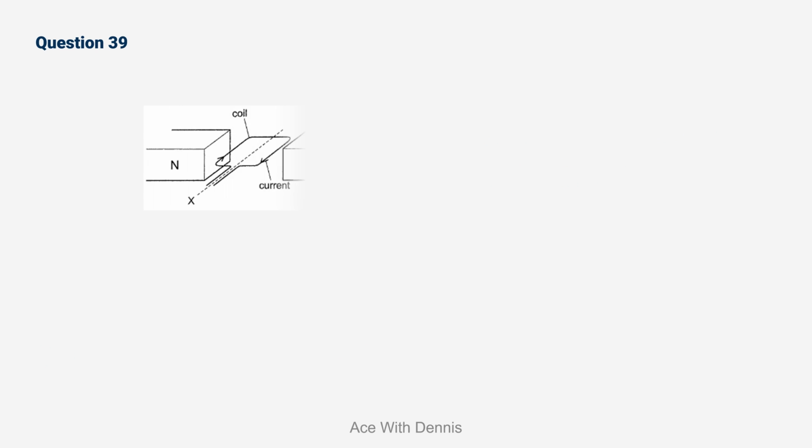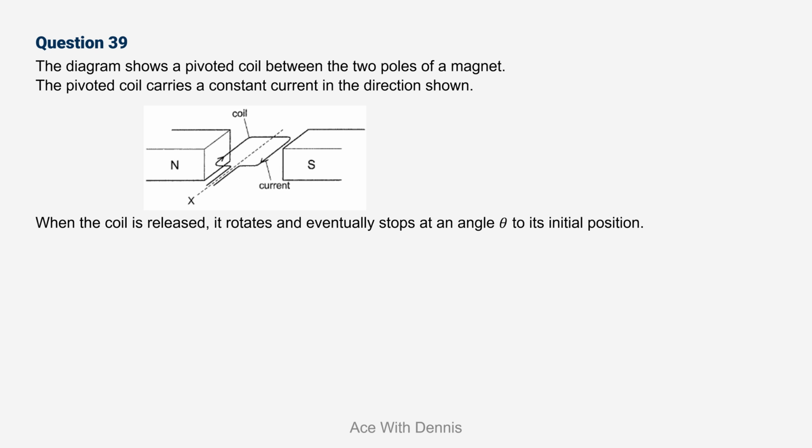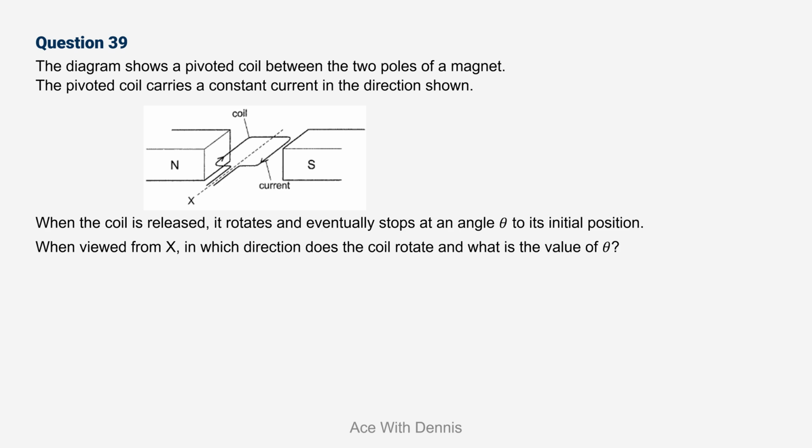Question 39, given this diagram. The diagram shows a pivoted coil between the two poles of a magnet. The pivoted coil carries a constant current in the direction shown. When the coil is released, it rotates and eventually stops at an angle theta to its initial position. When viewed from X, in which direction does the coil rotate, and what is the value of theta?